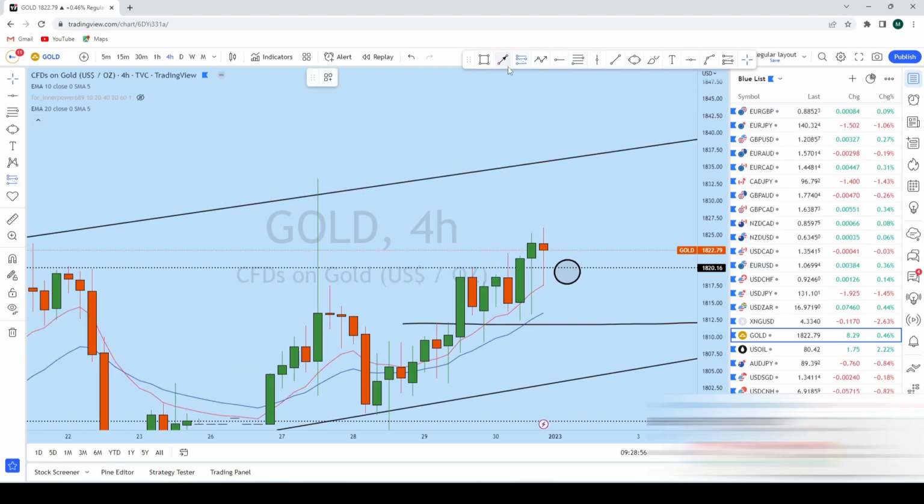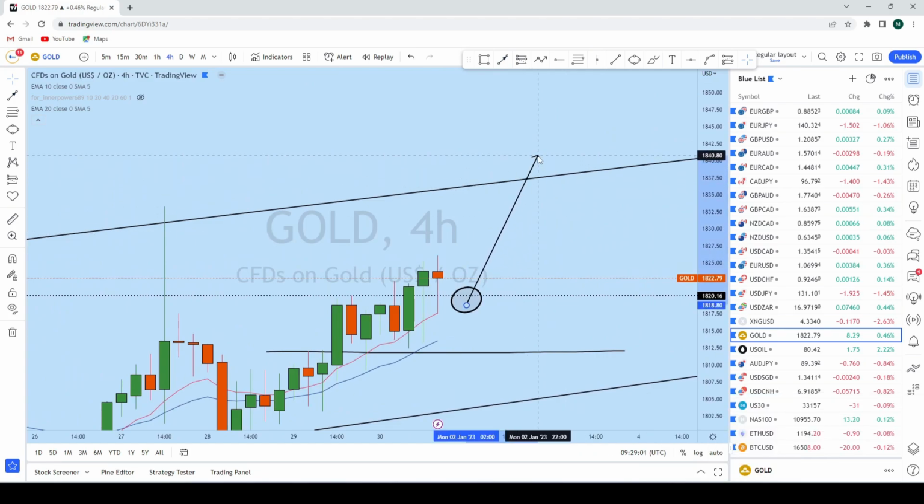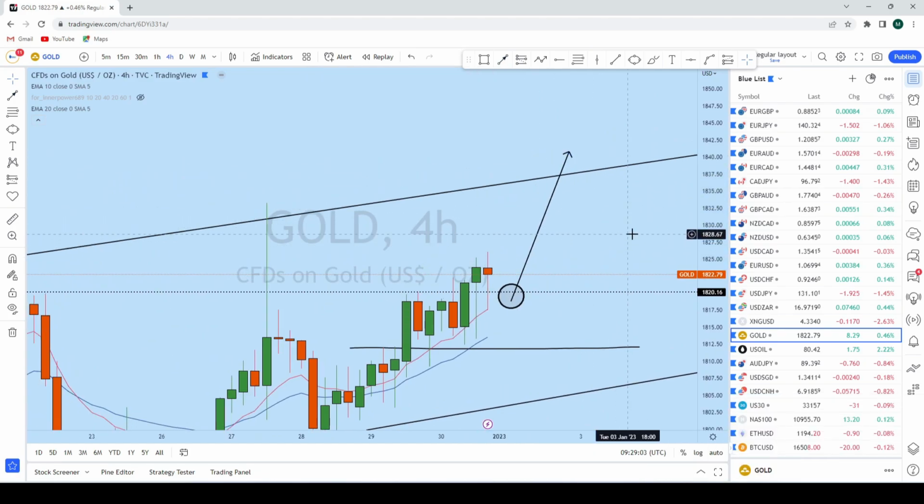As soon as we find a suitable entry opportunity along this zone, we'll consider going long on gold to take this move to the upside with a high probability trade setup with our students.